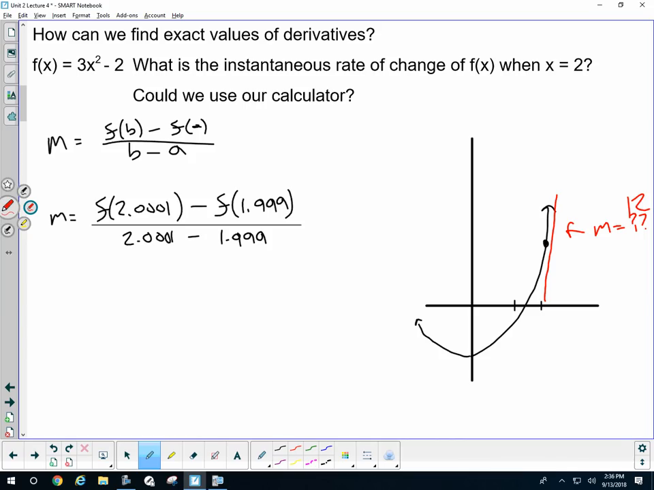Guess what? When mathematicians discovered this in the 1600s, they didn't have calculators. They couldn't do this. Okay? So I'm sorry, guys. We're not going to do this. Okay? They needed to think of another approach to get this value 12. Because you could try to do this by hand, but do you want to, by hand, take 2.0001 and square it, and then multiply it by 3, and then subtract 2, and then take 1.999 and square that by hand, right? It's not realistic, and it's not the way we're going to do this.